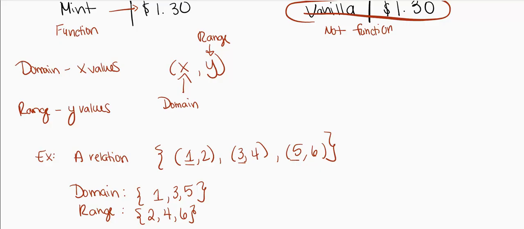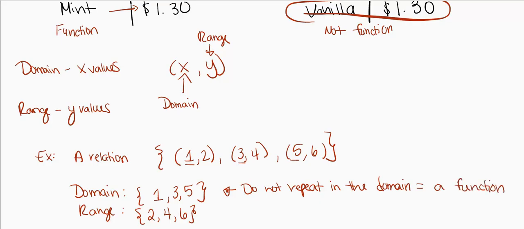When we are trying to determine if a relation is a function, you have to identify whether or not there are any values in the domain that repeat. If they do not repeat in the domain, then it is considered a function. In this case, this relation is a function because all my domain values are different from one another.